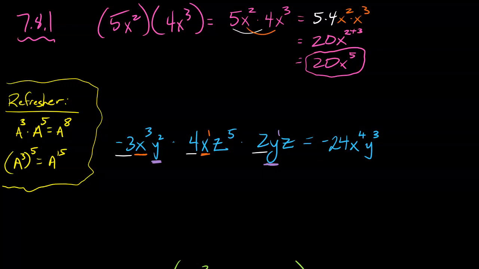And then we only have one letter left. I've got z to the fifth and z to the first. So that would make z to the sixth.